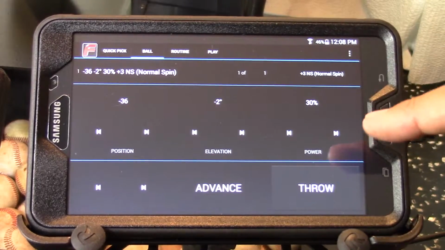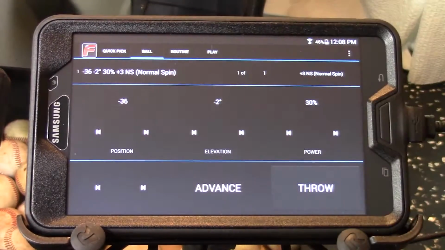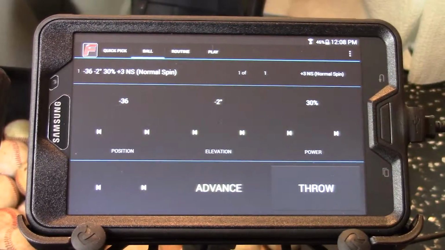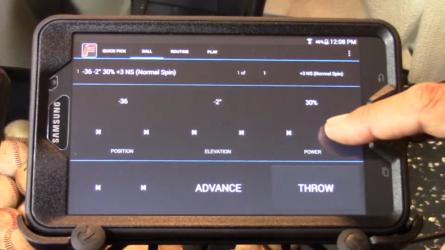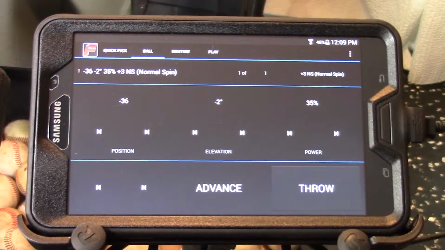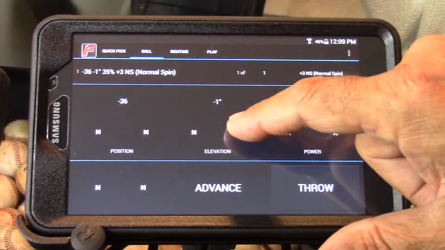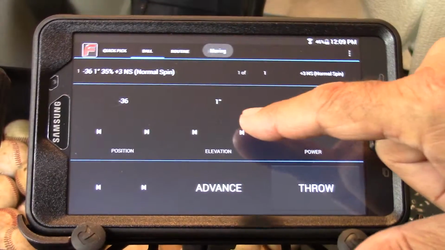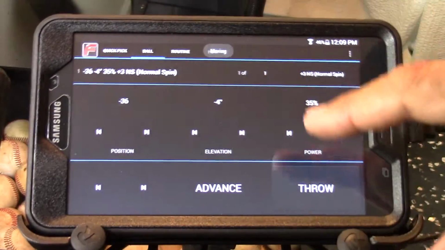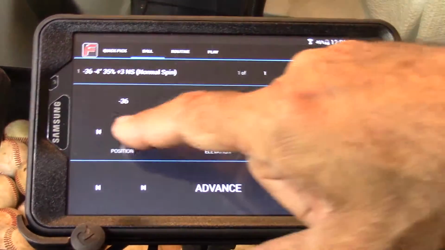So if you wanted to adjust any one of these attributes, you would simply use the arrow keys. So if I wanted to adjust the power from 30 to say 35, I would touch it until it says 35%. Same with elevation. If I touch this, I can raise the elevation or lower it. And now I'm at negative 4 degrees elevation.